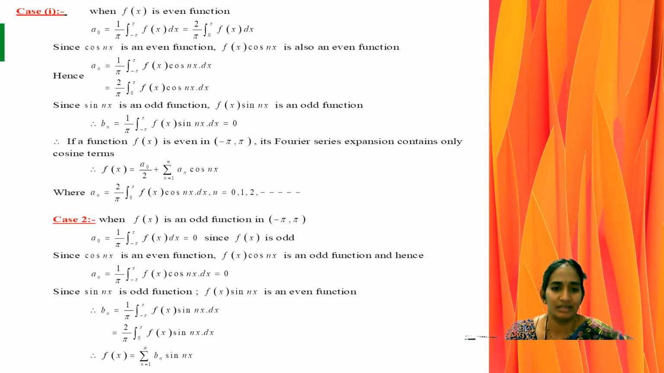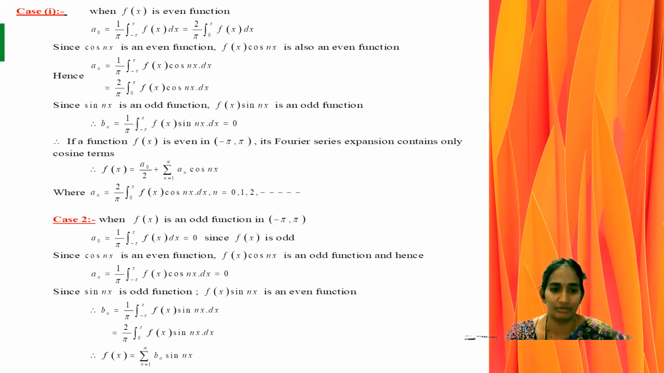Next we are finding the an value. Here f of x is an odd function, and cos nx is an even function. The product of odd and even is once again odd. Then this value is also 0.